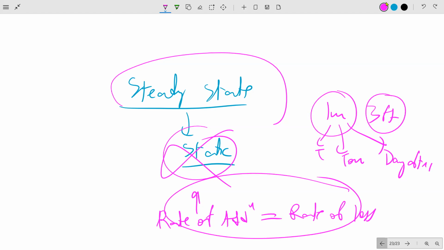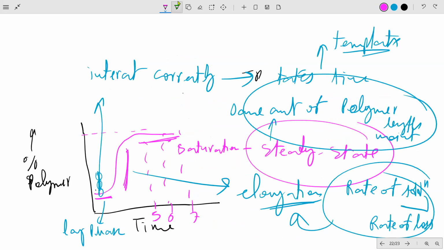लेकिन elongation में क्या हो रहा था? Elongation में rate of addition should be more than rate of loss. Am I clear? This should be more than rate of loss. ठीक है? So this you have to keep in mind. So we have seen so many things over here. What is happening? What is not happening? ठीक है? Now there's a problem.